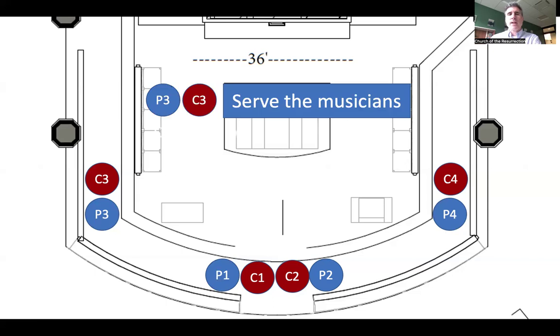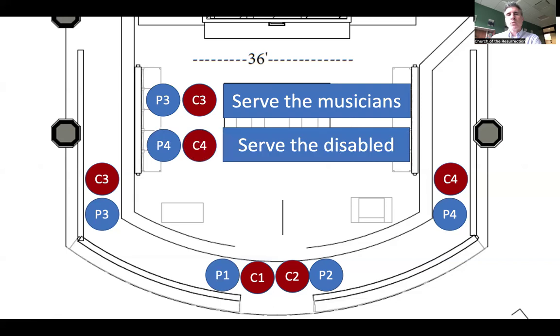We clarified that Paten and Chalicist 3, Team 3 is going to serve the musicians each week. Paten and Chalicist 4 will go back and serve all of those in the congregation who, for whatever reason, cannot come to the communion rail. Those who are having difficulty walking, those on crutches or wheelchairs, anyone who's not able to come to the communion rail will get served by Paten 3 and 4.